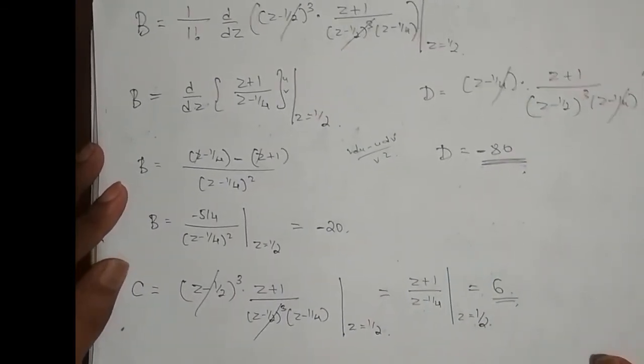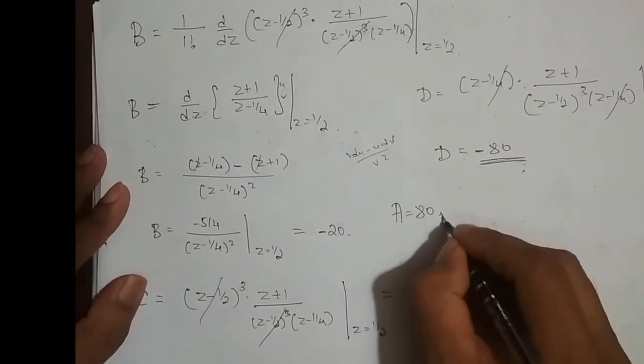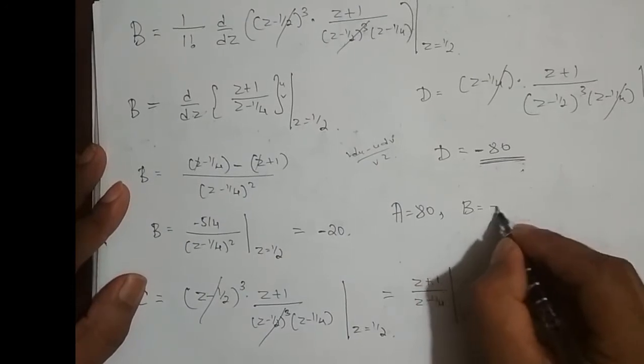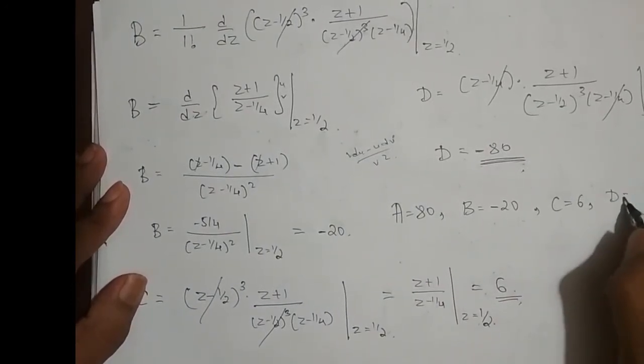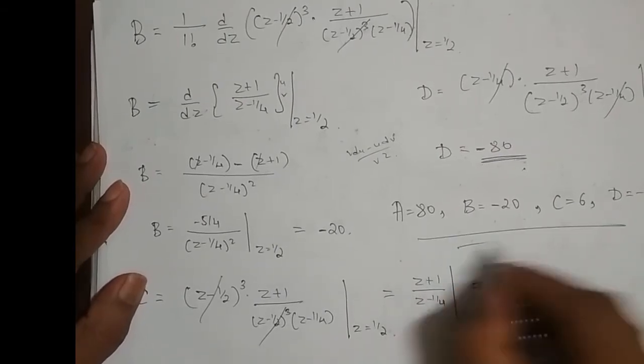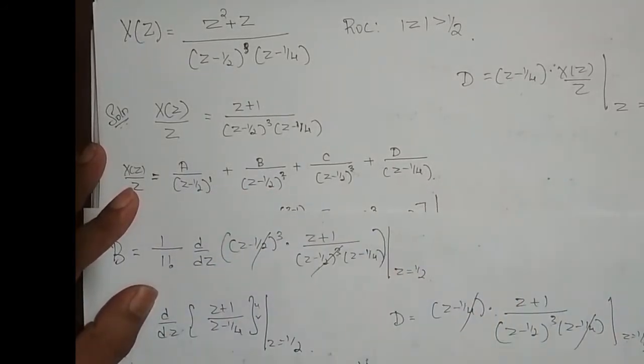Fine. Now, what is the value of a? A was 80. What is the value of b? B is minus 20. And what is the value of c? C is 6. And what is the value of d? D is minus 80. Okay, so all these values I need to plug into which formula? So I need to plug them into this formula, right? So we'll do that.